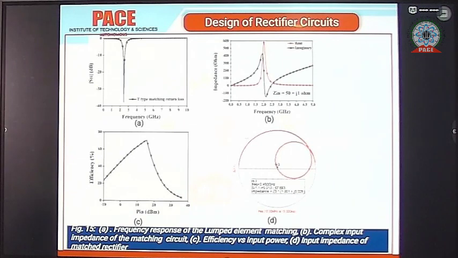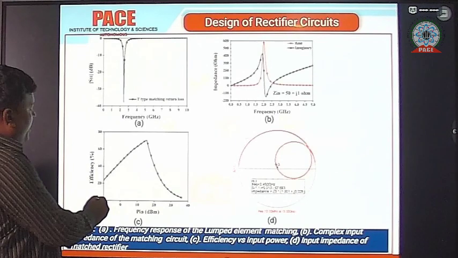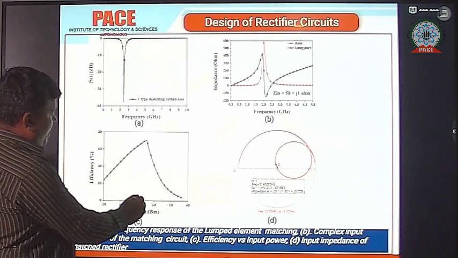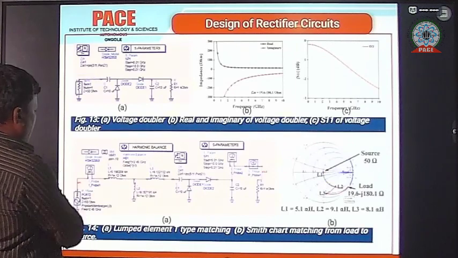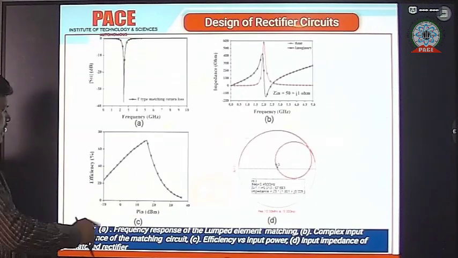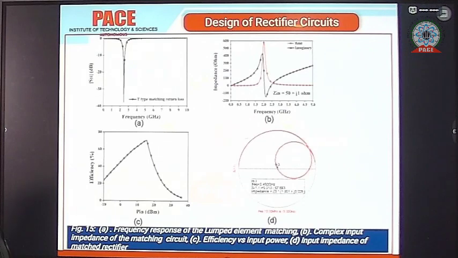Next, the simulated efficiency. At 10 dBm input power, the efficiency is more than 70%. It is exactly matched with 50 ohms, with the rectifier input impedance at 50 ohms.